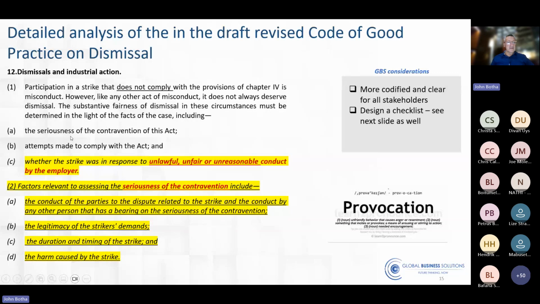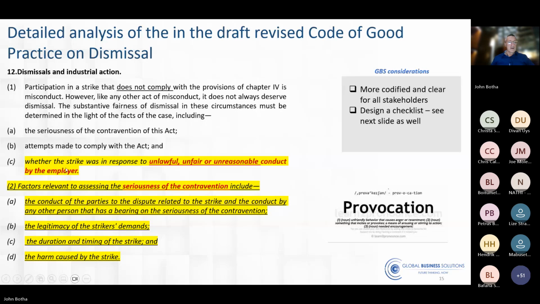Now, the code of practice says, well, you've got to look at the seriousness of the contravention of this act. Were there any attempts to comply with the act? In other words, if it's a dispute of right, did they try and refer a matter to the Labour Court or the CCMA? If it was an internal grievance-based thing, did they follow internal procedures? Did they make attempts to comply? Did they refer the matter to conciliation before going on strike?